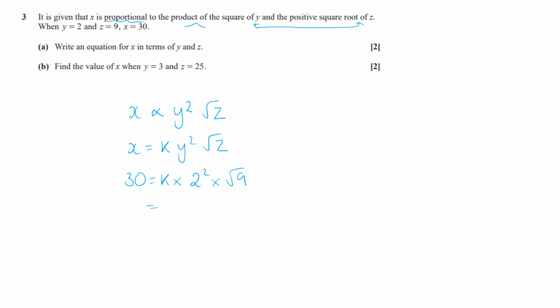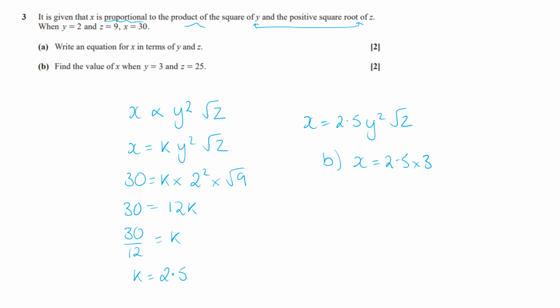So 2 squared is 4, square root of 9 is 3, so that's going to be 30 is equal to 12k. So 30 over 12 is equal to k. 12 goes into 30 2.5 times. So the connecting formula between these variables is that x is equal to 2.5 y squared square root of z. So then in part B, find the value of x when we've got y being 3, so that's 3 squared times the square root of 25. You put that in your calculator, it comes out to be 112.5.